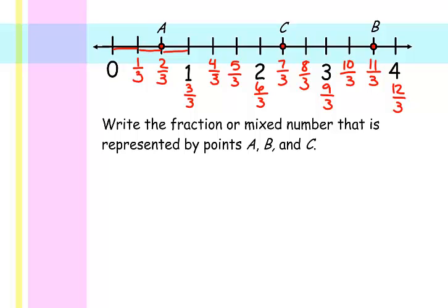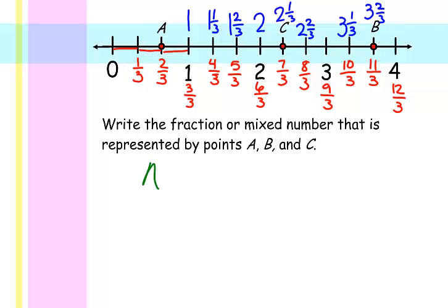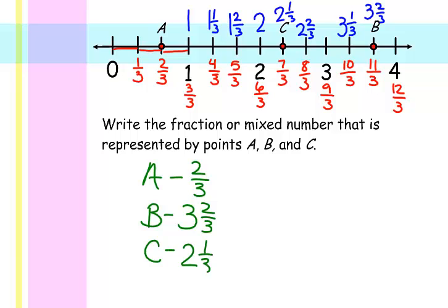Our mixed numbers, which I'll put on top, I'm going to start with the 1. This would be 1 1/3, 1 2/3, 1 3/3. Oops, that would be 2, wouldn't it? Let's erase that. That is 2. Then we start with 2 1/3, 2 2/3, 2 3/3, which is 3, 3 1/3, 3 2/3, and 3 3/3, which is 4. Now it's very simple. Here we can say A is represented by 2/3, B is represented by 3 2/3. We didn't want the improper fraction because the problem asked for the mixed number. And letter C is represented by 2 1/3.